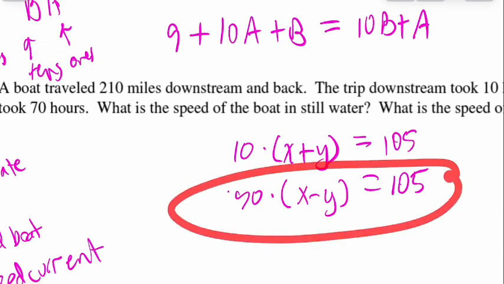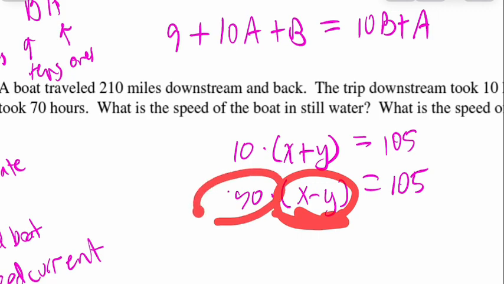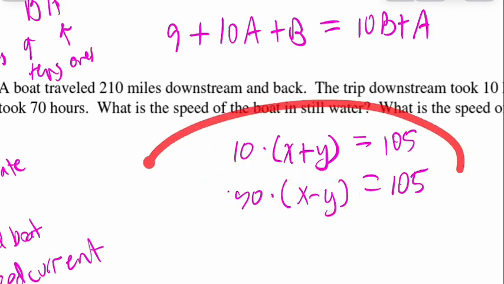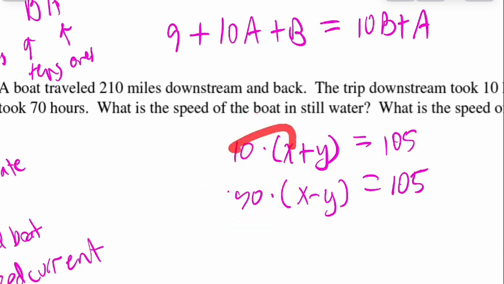And then coming back, the current is pushing against me, just kind of like the wind does for a plane. And so that's why we subtract their rates to get the rate times time. And these are the 2 equations I used. Now, you could divide off the 10 and the 70. You can distribute it in and then use substitution or elimination. There are many, many ways to do this problem.